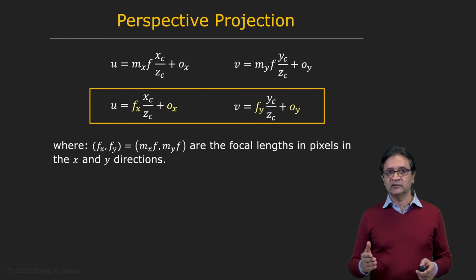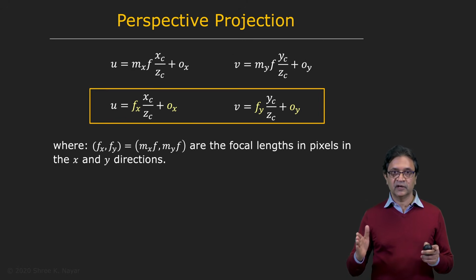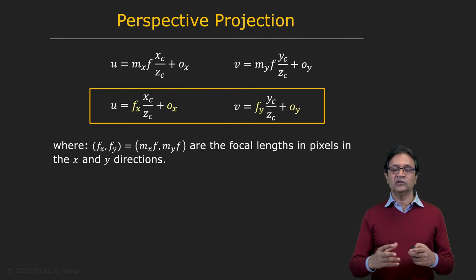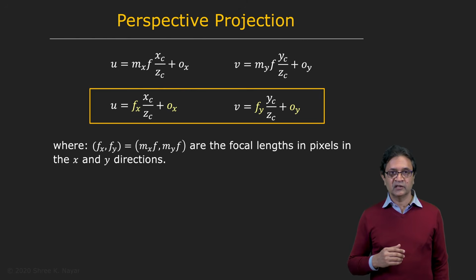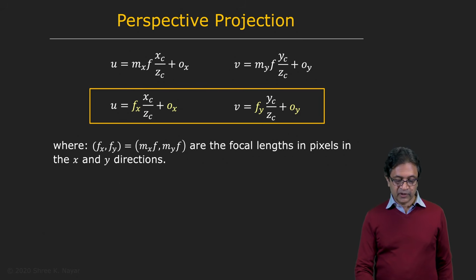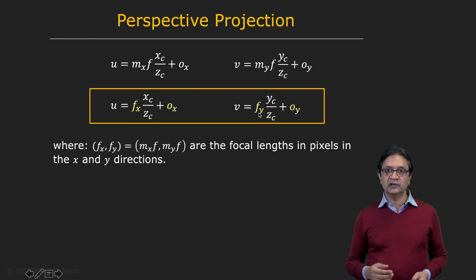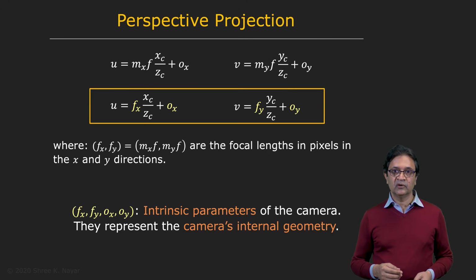Of course, we know that a camera typically has only one effective focal length, the distance between the center of projection and the image plane. But in order to accommodate for perhaps non-equal pixel densities in the x and y directions, the fact that pixels may be rectangular, we are going to say that we have perhaps different focal lengths in the x and y direction. So those are your unknowns, and they are called the intrinsic parameters of the camera: fx, fy, ox, and oy. If we know these, then we know the camera's internal geometry.